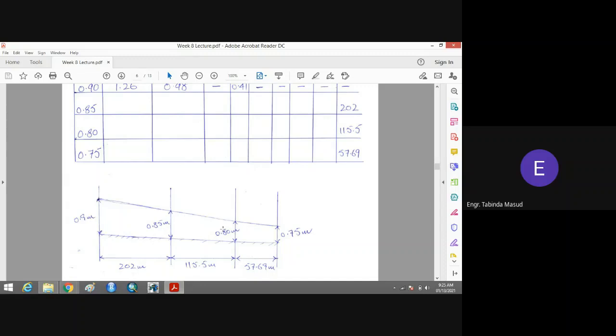Then you will move towards this depth of the flow, and now you will assume that this is section 1.1 and this is section 2.2. You have to deal with these two depths of the flow, and now you will put all the values in this row, which is against the depth of the flow 0.80 meter, and in the end you will get this result, 115.5 meters. So you can see that the distance between these two depths is 115.5 meters.